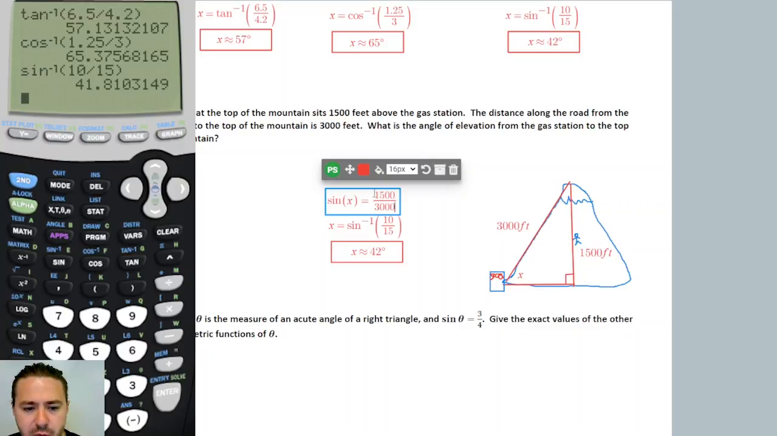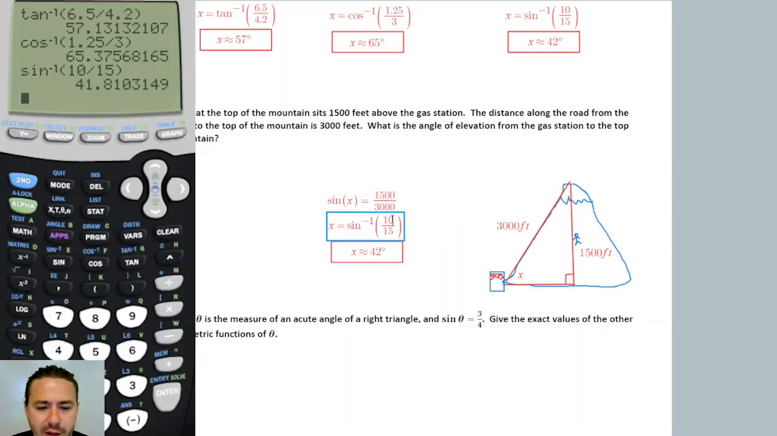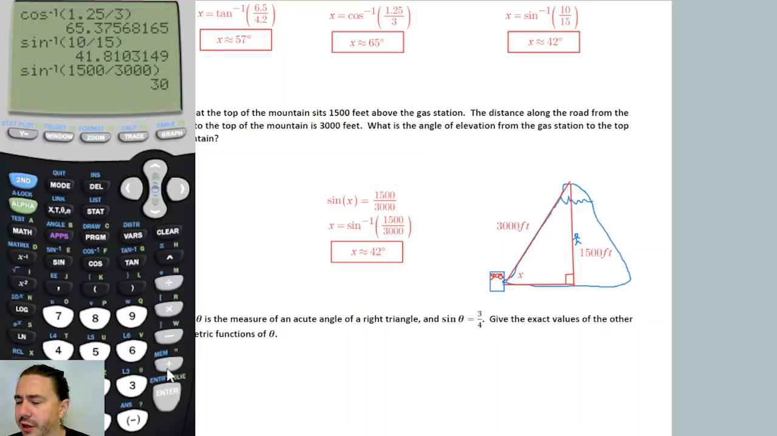Oh, look, that's kind of a nice ratio there. Look at that, that's 1/2. So you can reduce it, or you can just play it safe since we're putting it in the calculator anyway, and not try to reduce it. You don't want to give yourself a step that you can mess up when you don't need to. So let's put that in the calculator. We have inverse sine of 1,500 over 3,000. There we go. And we get 30.